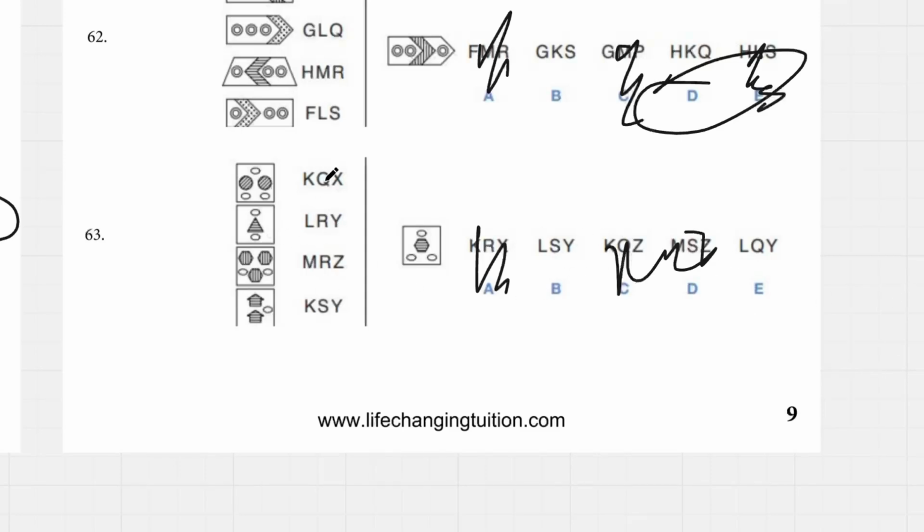S and Q, it's going to be the inside shape that changes. So if you've got a hexagon, or we can see R and R is the same, which means it's the number of white dots. If we've got 3 white dots, then it's going to be Q, which means it's going to be E.